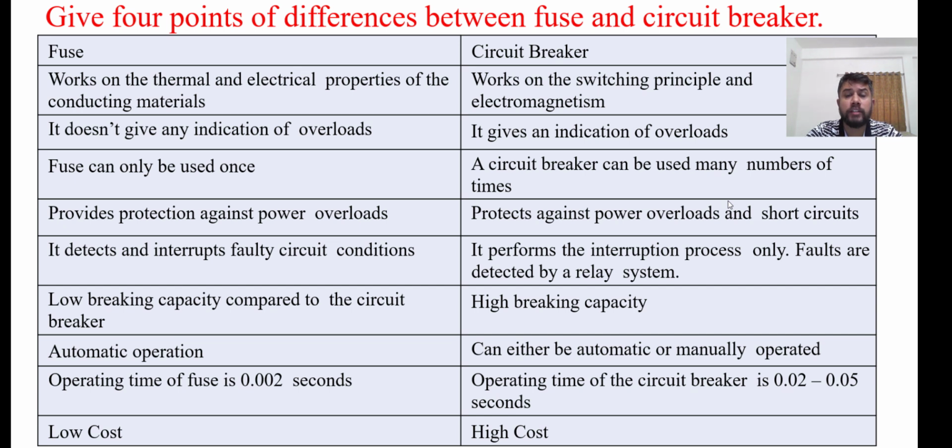Give any 4 points of differences between fuse and circuit breaker. Fuse works on thermal and electrical properties of the conducting materials, whereas circuit breaker works on switching principle and electromagnetism. Fuse does not give any indication of overloads, whereas breaker can give an indication of overload.